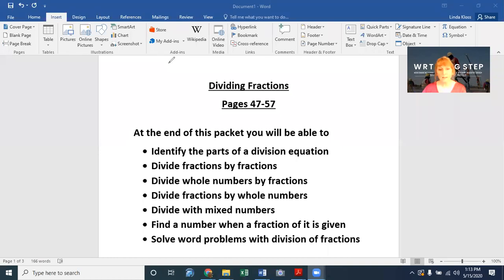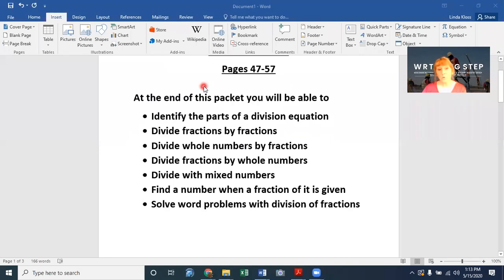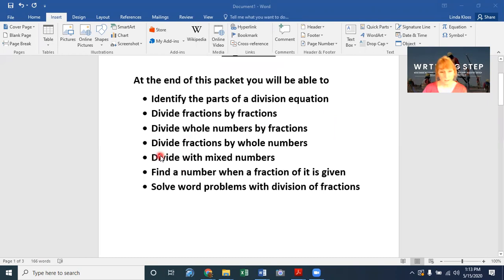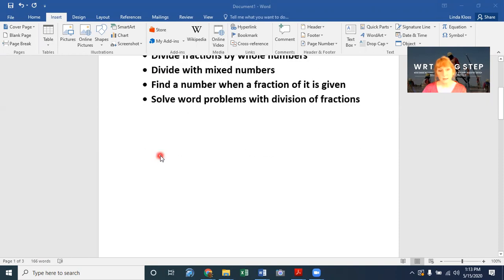And at the end of the packet, you will be able to identify the parts of a division equation, divide fractions by fractions, divide whole numbers by fractions, divide fractions by whole numbers, divide with mixed numbers. You'll be able to find a number when a fraction of it is given, and finally you'll be able to solve word problems with division of fractions. So let's get started with a few notes before we tackle the packet today.